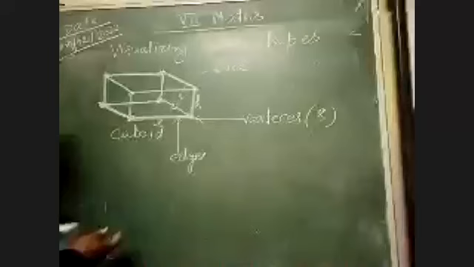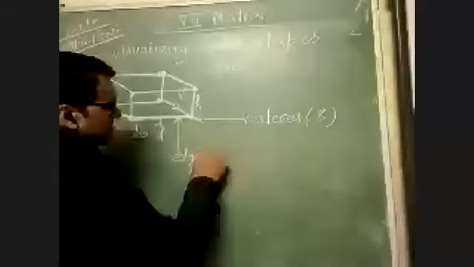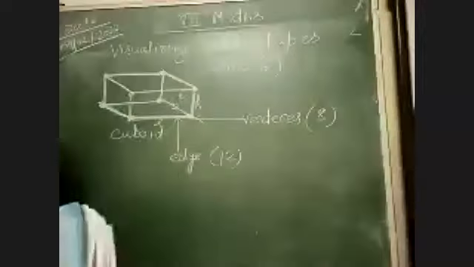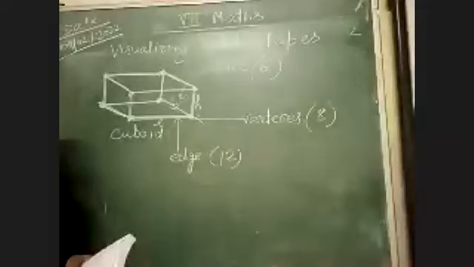If you count the edges, the total number of edges will be 12, and if you count the faces, there are a total of 6 faces of your cuboid. You can count these edges, vertices, and faces by taking the example of your book.